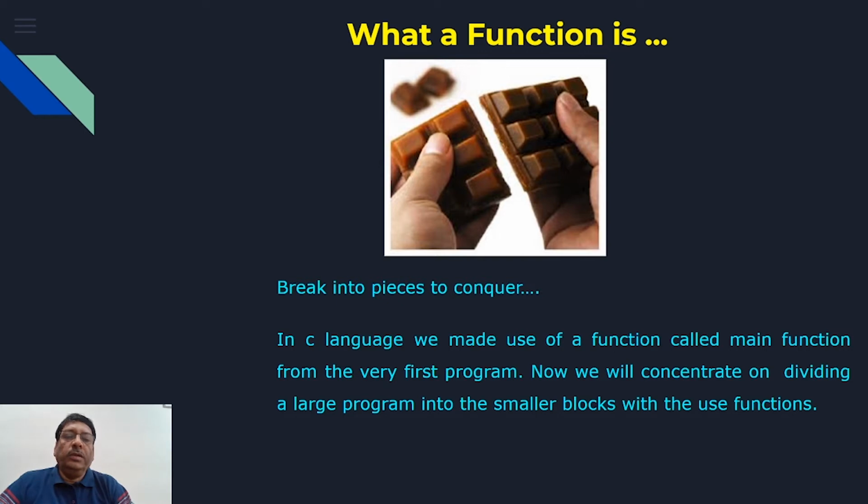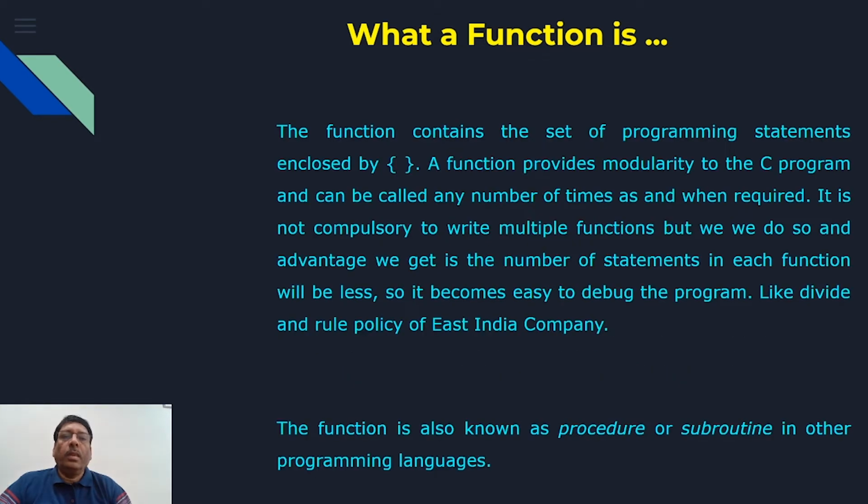So that is what we are saying over here. We need to divide and then we need to rule the things. Basically, when you talk about functions, it is to provide modularity in a C program. Suppose along with the main function, you are writing some other function, and the name of the function is add. Then the advantage we get is, whenever you want to perform addition, you can call that particular function.